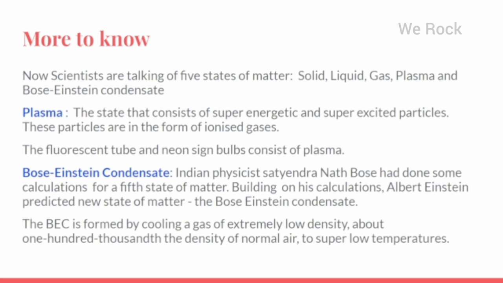Bose-Einstein condensate. Indian physicist Satyendra Nath Bose had done some calculations for a fifth state of matter. Building on his calculations, Albert Einstein predicted a new state of matter, the Bose-Einstein condensate. The BEC is formed by cooling a gas of extremely low density, about 1/100,000 the density of normal air, to super low temperatures.